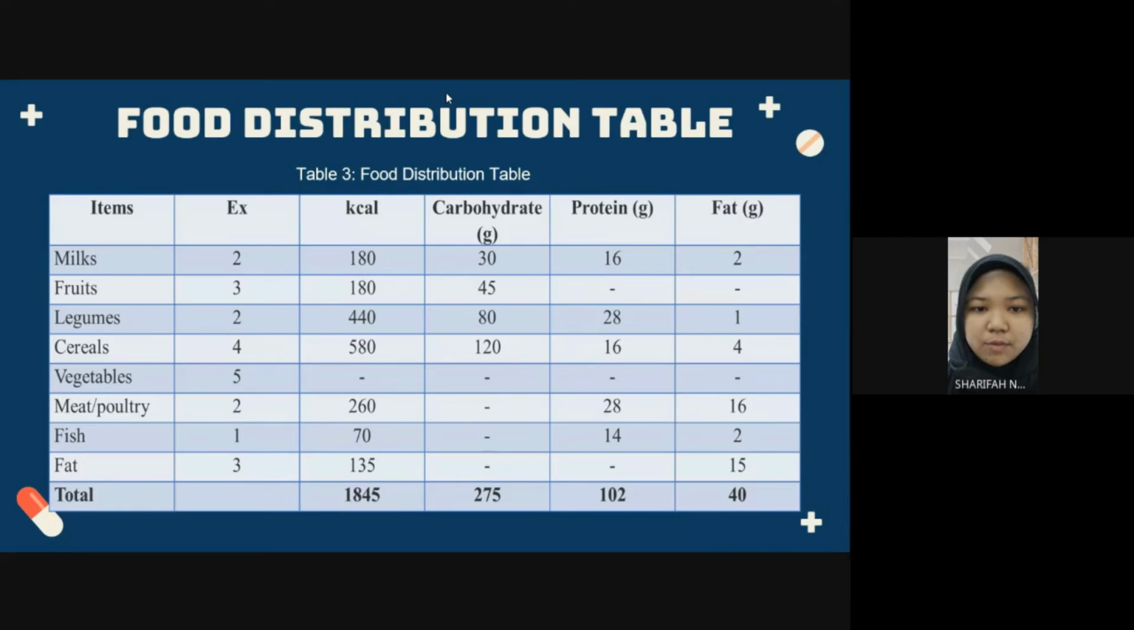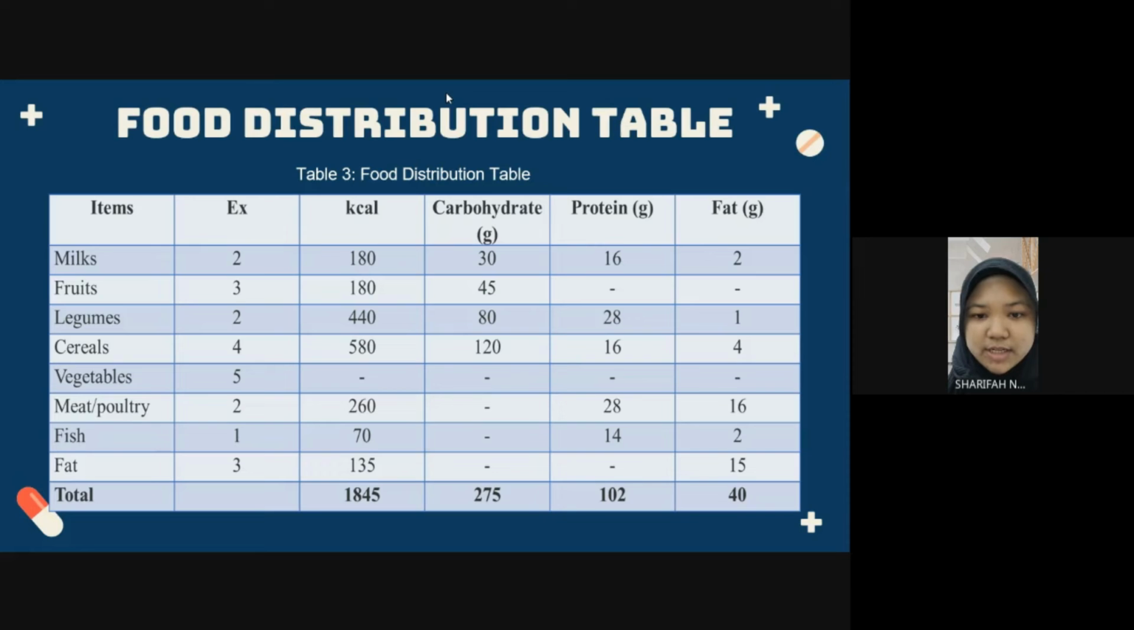For the food distribution table, we have milk, fruit, legumes, cereal, vegetable, meat and poultry, fish, and fat. For milk, we use 2 exchange, which contains 180 kilocalorie. For fruits, we use 3 exchange according to the RNI recommendation of 2 servings of fruits and vegetables, which also contributes 180 kilocalorie. For legumes, 2 exchange with 440 calorie, and for cereal 580 calorie, which is among the biggest calorie among the items. Next is vegetable with 5 exchange, and meat and poultry 2 exchange, 260 calorie, and fish 1 exchange equal to 70 calorie.